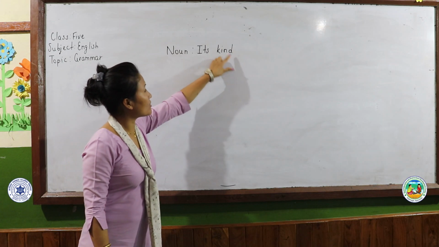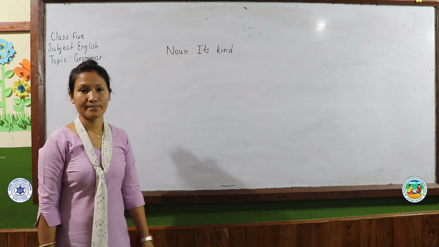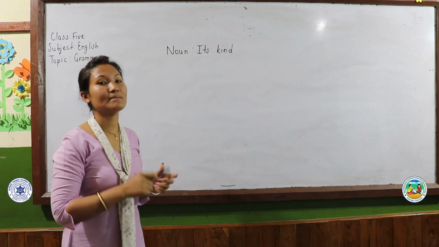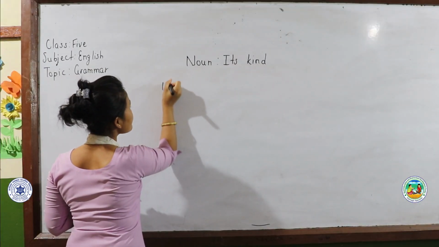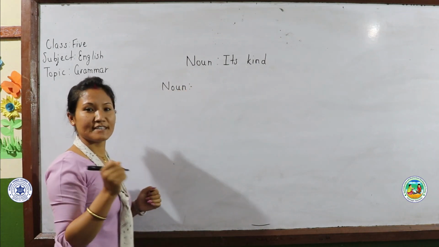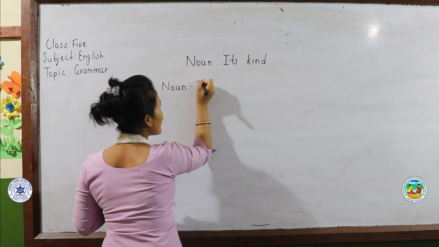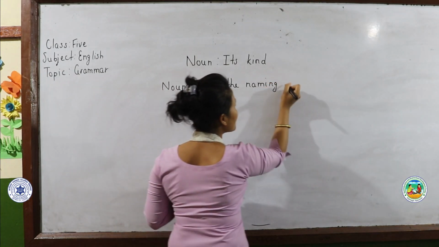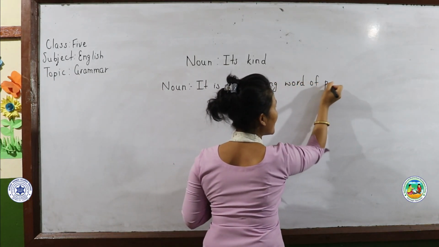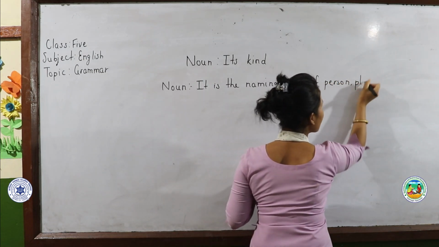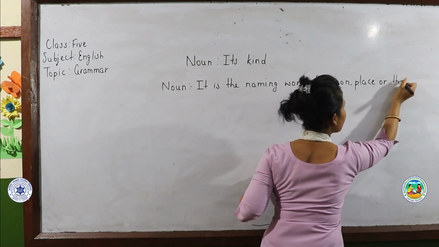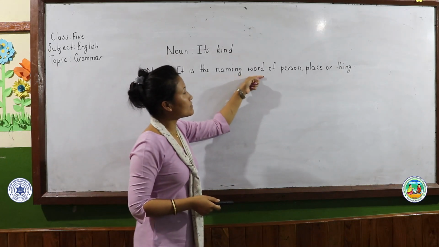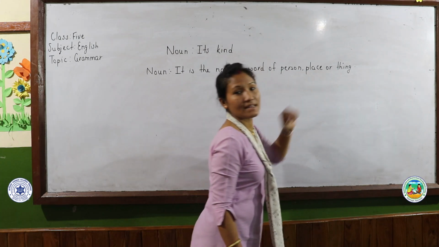Now, before we start with its types, let's know what a noun is. Can you define what a noun is? You might have learned this already in class 4 as well. Let me remind you. A very simple definition: noun is the naming word of person, place or thing. What is a noun? Noun is the naming word of person, place or thing.